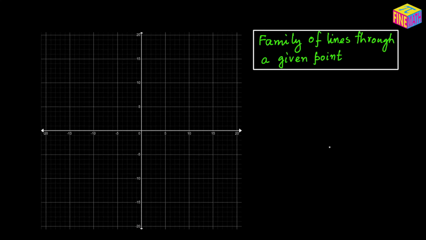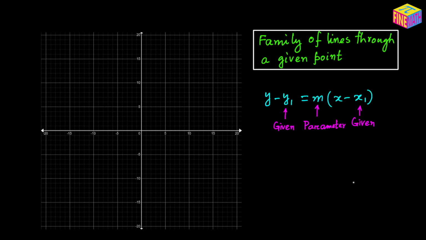So now let's take a look at the equation of a straight line that would represent the family of lines through a given point. And that equation is going to look like this: y minus y sub 1 equals m times x minus x sub 1. Here m is the slope, x sub 1 and y sub 1 are the coordinates of the given point. So x sub 1 and y sub 1 will be given values and m will be the parameter in this case. From here you can imagine that we are talking about a group of straight lines that have different slopes, but they all go through a particular point.